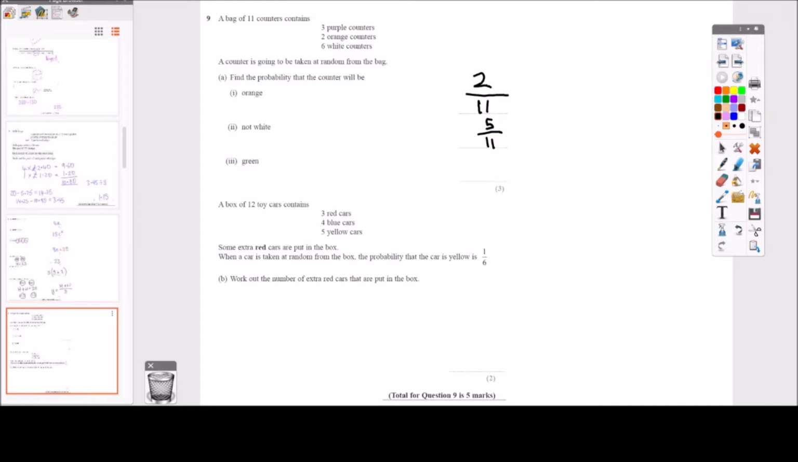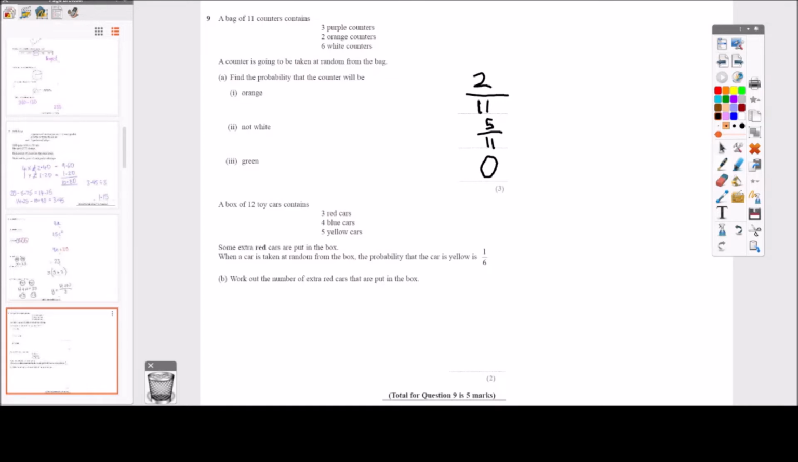Okay, part 3. Find the probability the counter would be green. Well, that's impossible. There aren't green. Now, don't put nothing out of 11. Please just put 0. Always put 0 when something's impossible. Now, for part B, we've presently got 12 cars.